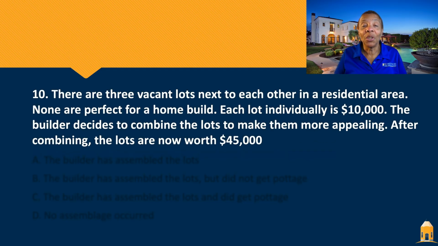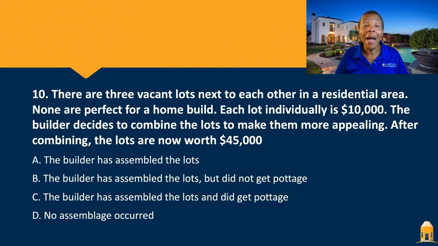Number 10, there are 3 vacant lots next to each other in a residential area. None are perfect for a home build. Each lot individually is $10,000. The builder decides to combine the lots to make them more appealing. After combining, the lots are now worth $45,000. So he took these 3 lots, he put them together. They were 10, 10, 10, but when he put them together, it's now worth $45,000, okay?